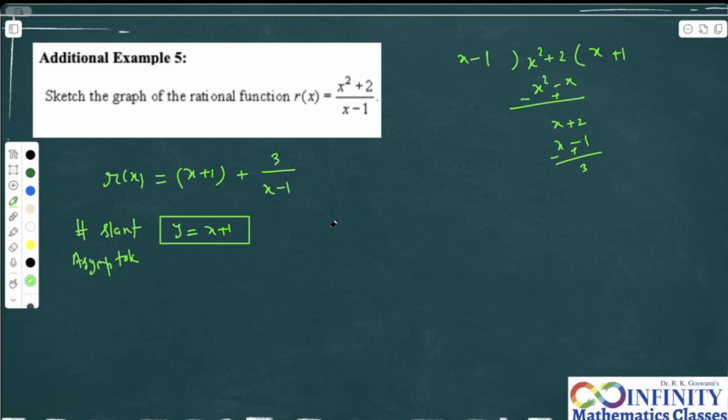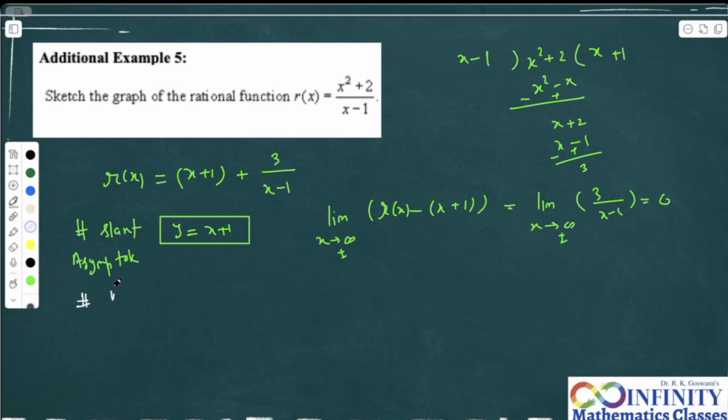And how can you verify? Like we discussed in the previous class, you can take the limit as x tends to infinity of R(x) minus (x plus 1). Actually in both directions, positive and negative infinity, this is 3 over x minus 1. It is going to be always 0. So that is why it is an asymptote, as we discussed. Let us talk about the two asymptotes that we have discussed.